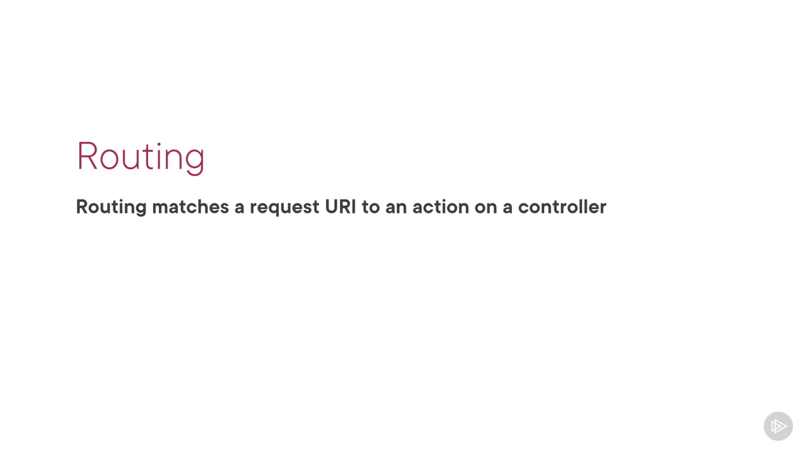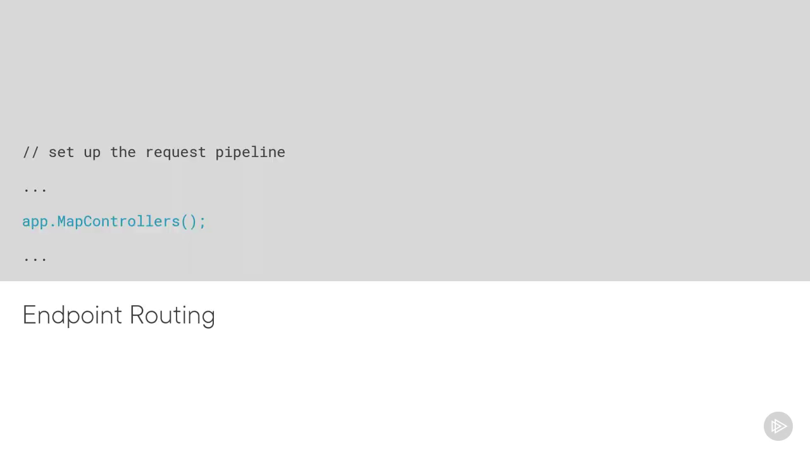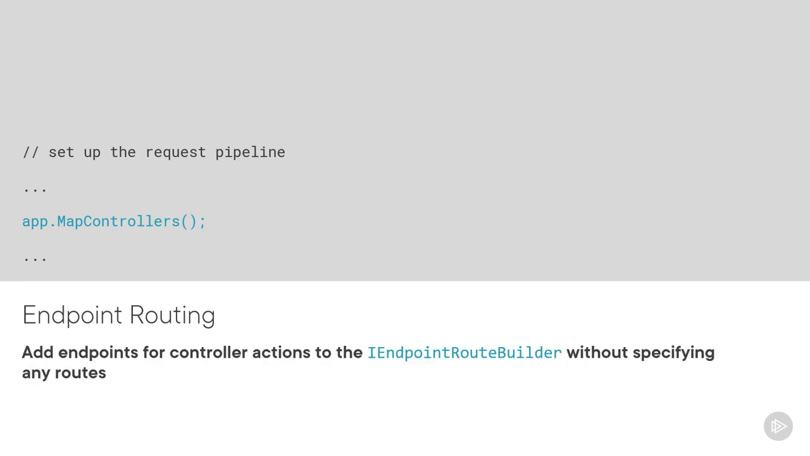So, once we send an HTTP request, the MVC framework parses the URI and tries to map it to an action on a controller. For ASP.NET Core 6 APIs, the preferred way to set this up is through endpoint routing. And that's achieved with one simple call into app.MapControllers when setting up your request pipeline. That call adds endpoints for controller actions to the IEndpointRouteBuilder, but without setting up any specific routes.